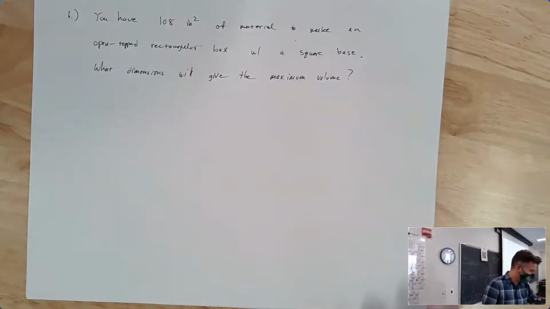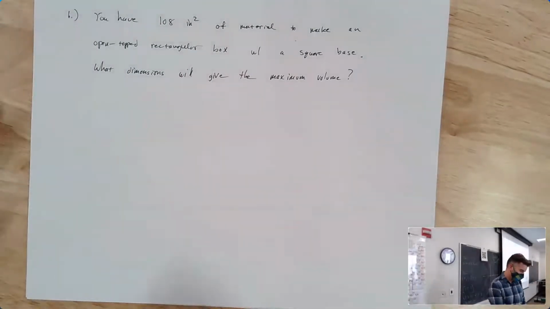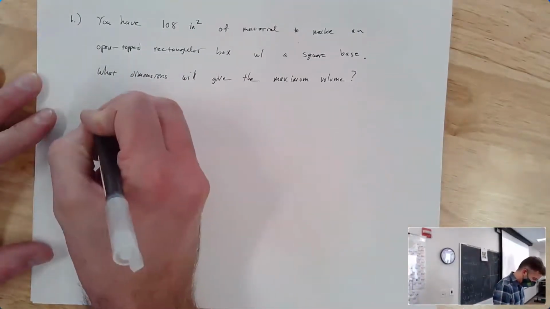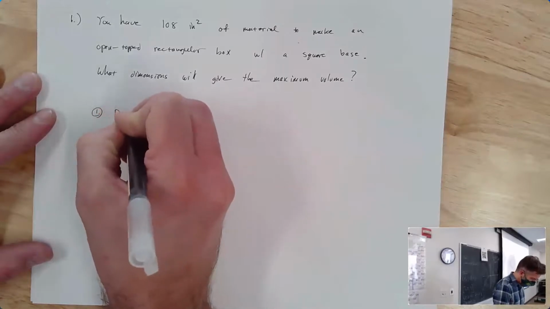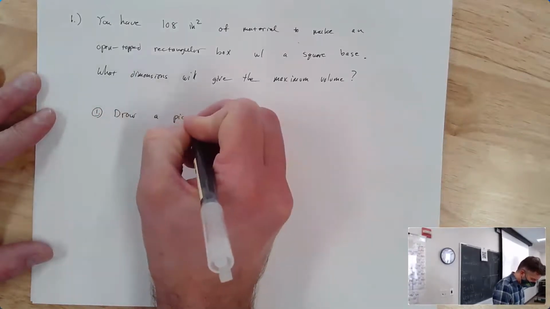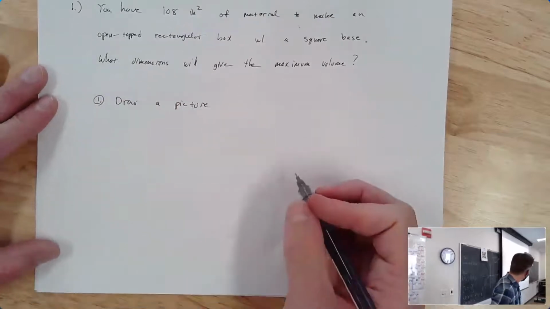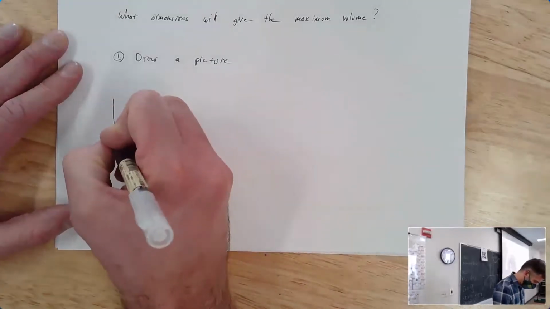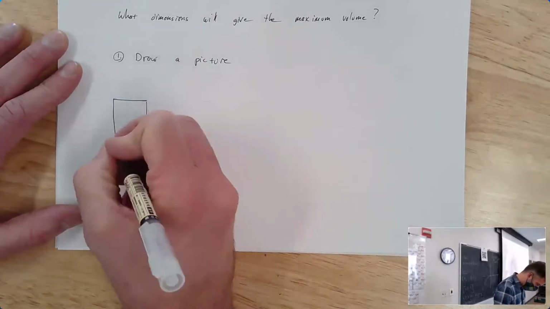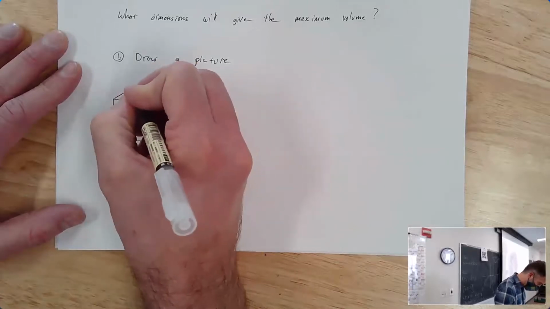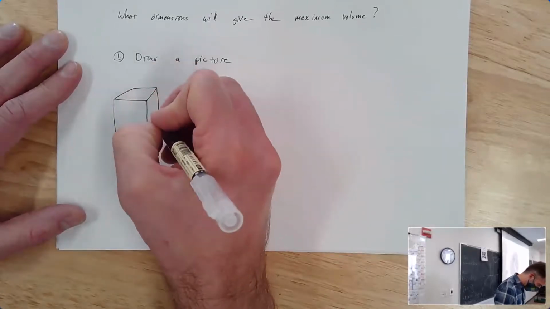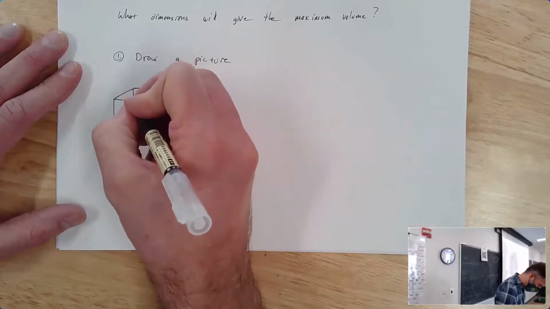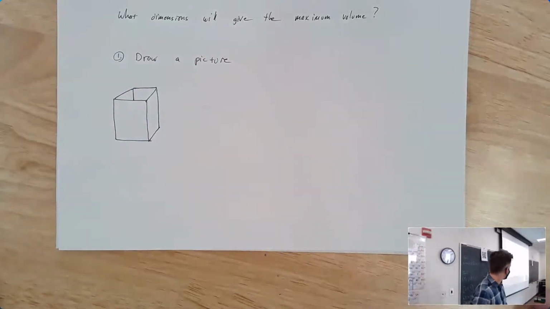So what are we going to do? Well, we're first going to draw a picture, which is also the first step when we do related rates. So I'm going to draw my box, and I don't actually know the dimensions. I'm going to label the unknown dimensions with variables. There's my box. I didn't draw it very well, but it's a box.